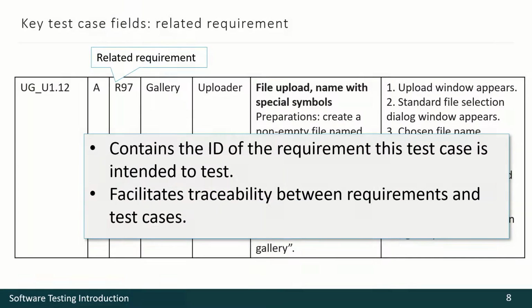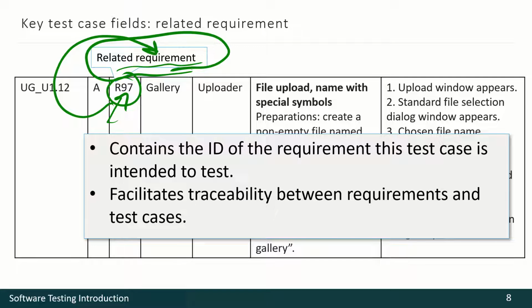The next field is a related requirement. Of course, we were mentioning several times that it's not a good idea to write checklists or test cases directly on requirements. But when we look backwards, when we have a test case, we usually may find a requirement that is related to this test case. It's useful for several metrics. It's useful for the traceability.